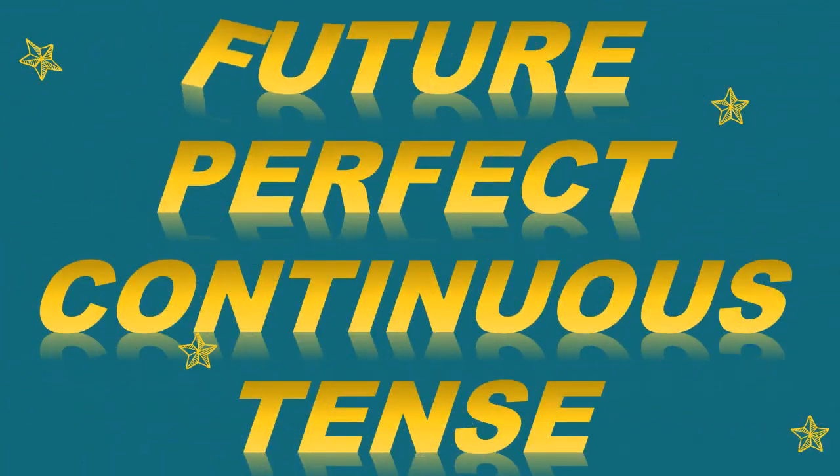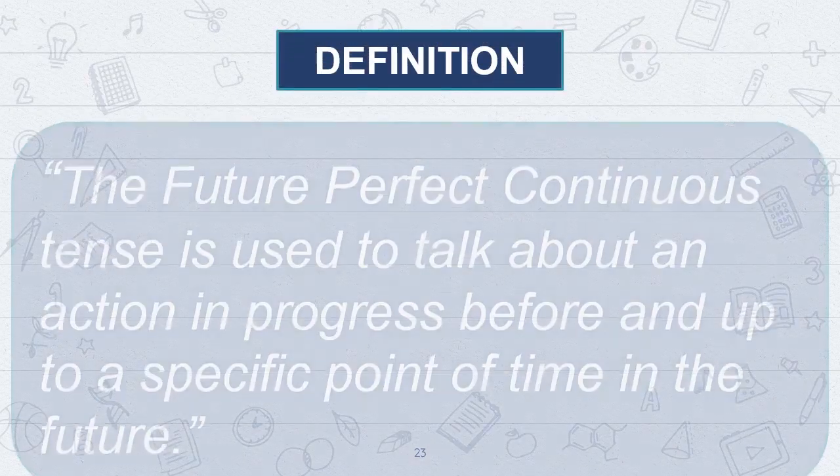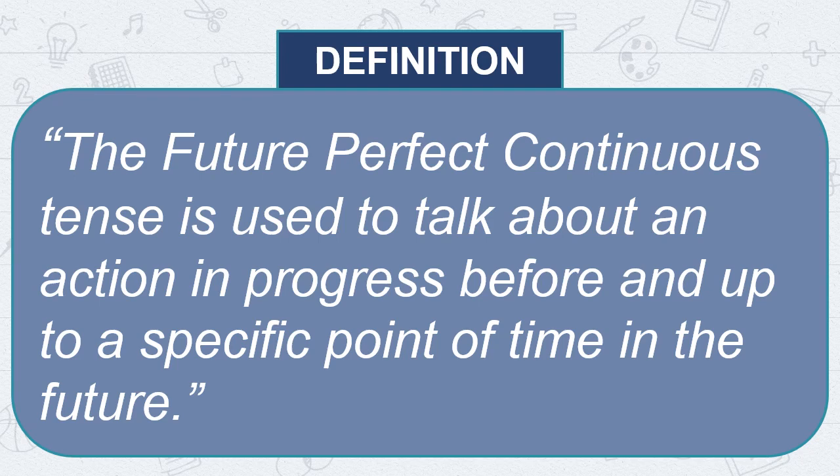Now we shall read future perfect continuous tense. So, what do you mean by future perfect continuous tense? The future perfect continuous tense is used to talk about an action in progress before and up to a specific point of time in the future.